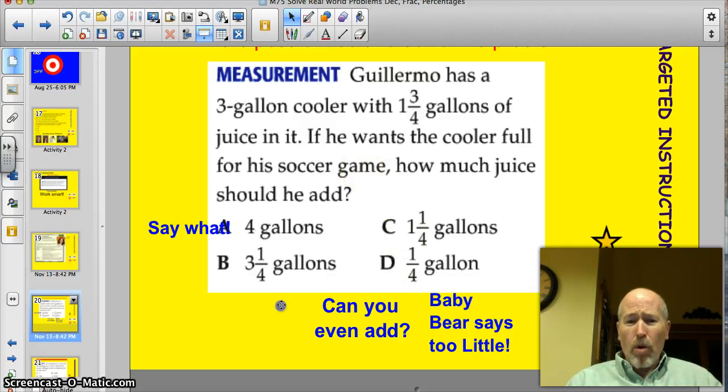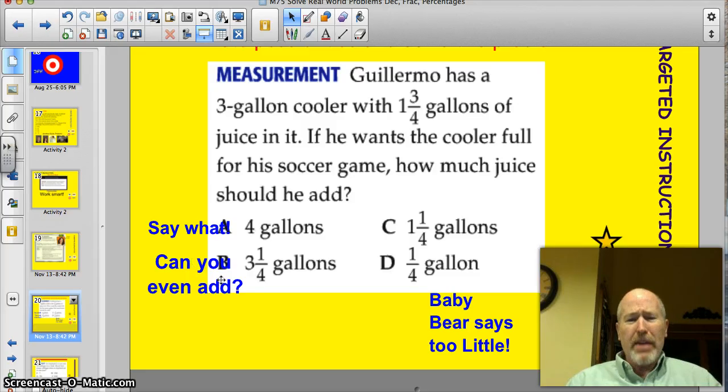Next, adding 3 1/4 gallons. Here's my response to that. What? Can you even add? He's already got 1 3/4 in there. How could you put 3 1/4 gallons in?